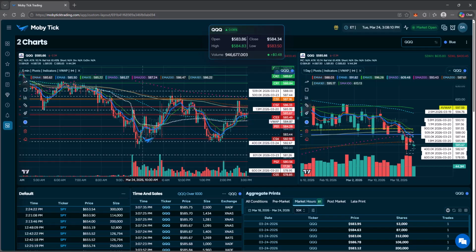Now this one's a whip. This was whippy today, but this cam was actually support, and this wound up coming all the way back up to this cam up here at 587. So that's a 4-something point move on the upside.